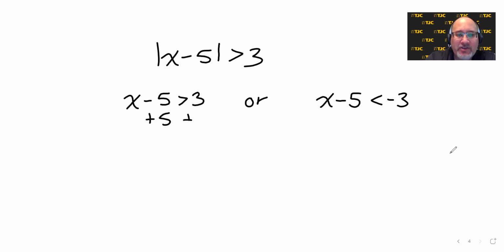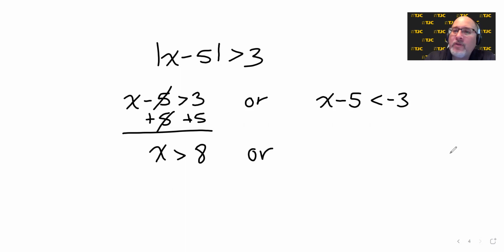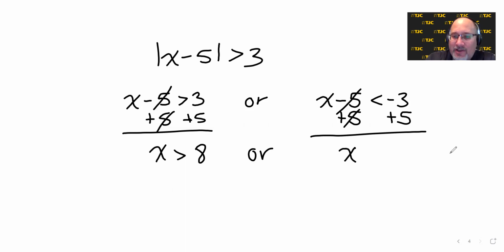Add 5 to both sides of the first inequality. On the left, the 5's cancel, leaving an x greater than. On the right, 3 plus 5 is 8. Here's our or. And on the other inequality, x minus 5 is less than -3. If we add 5 to both sides, on the left side, the 5's cancel, leaving an x less than. And on the right side, -3 plus 5 is +2.